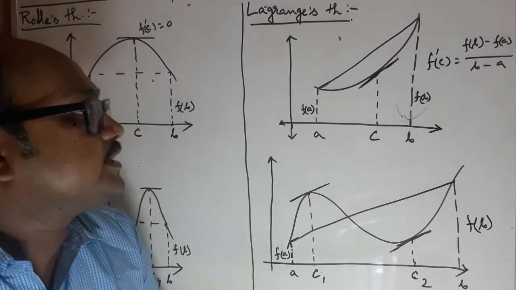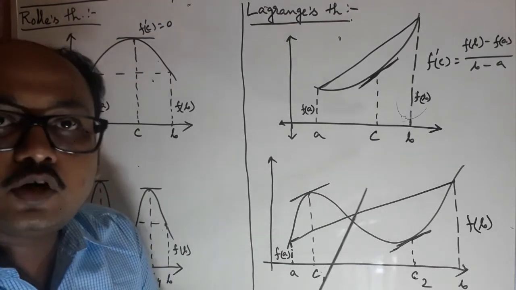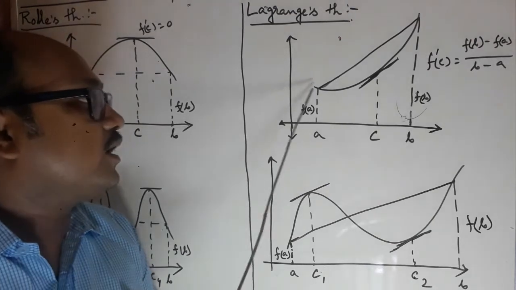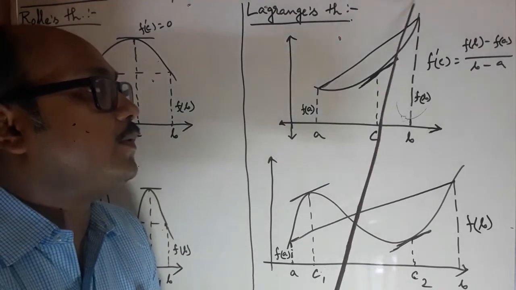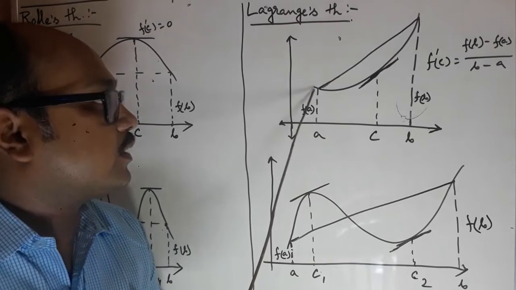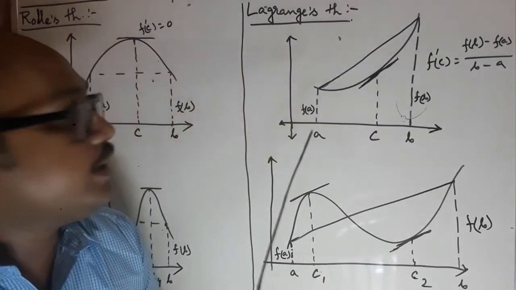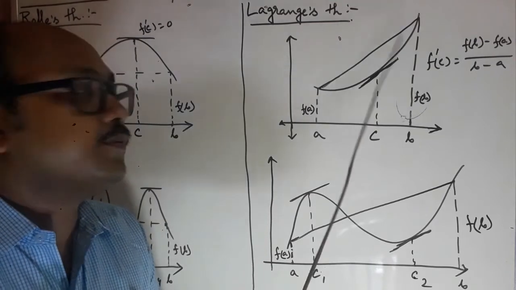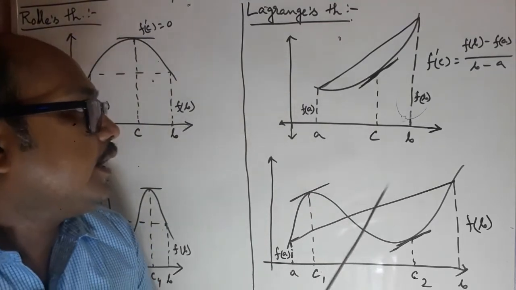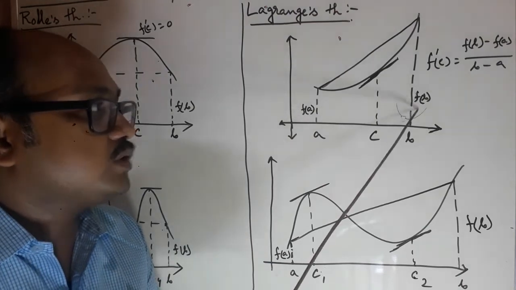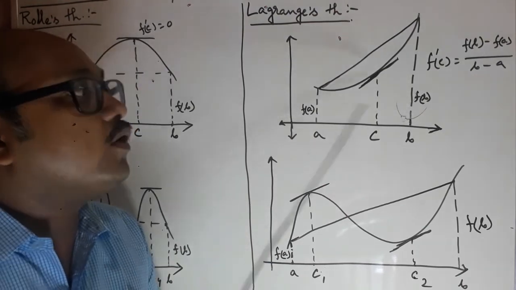Now the geometrical significance, or geometrical interpretation, of Lagrange's theorem. What is that? You see, in this curve, that is f of x, the function is continuous in the closed interval [a, b] and derivable in the open interval (a, b). From the graph we can see. And you see, at the end points the functional values are not the same. f of a is not equal to f of b.